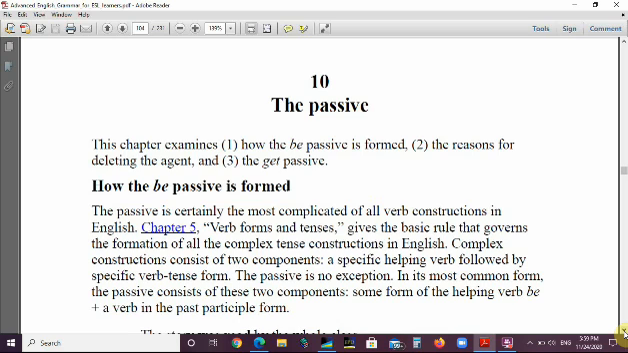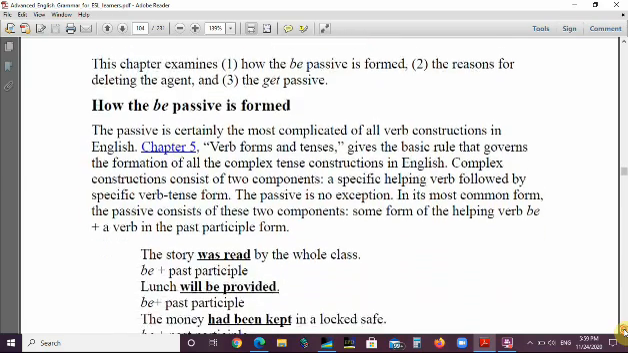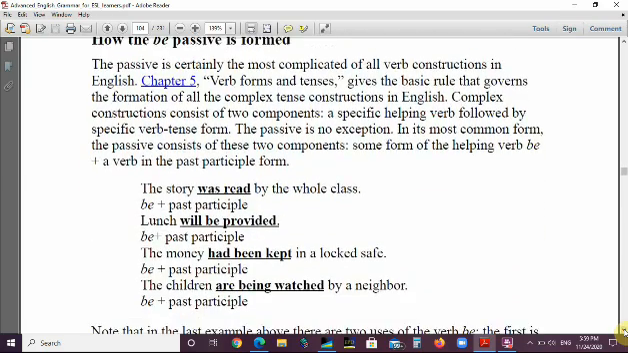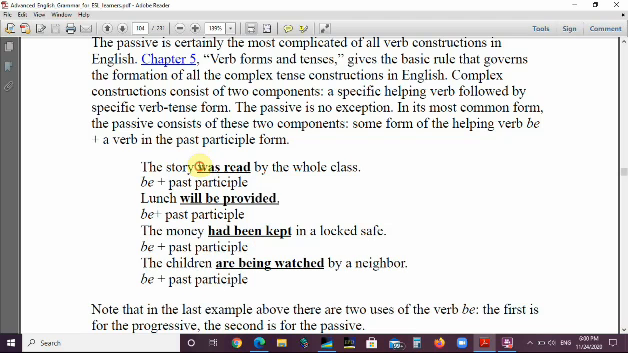Today we are going to do grammar lesson 10, the passive. This chapter examines: 1. How the be passive is formed, 2. The reasons for deleting the agent, and 3. The get passive. How the be passive is formed: you know that to change a sentence from active into passive, we need verb to be, like the example here, and the past participle. These are the two things we need to change a sentence from active to passive.